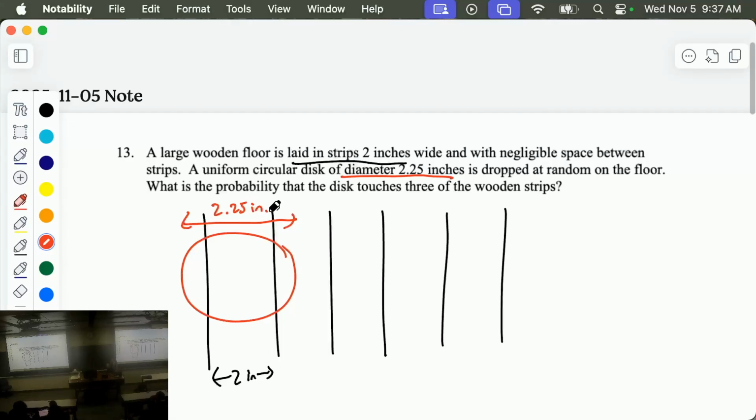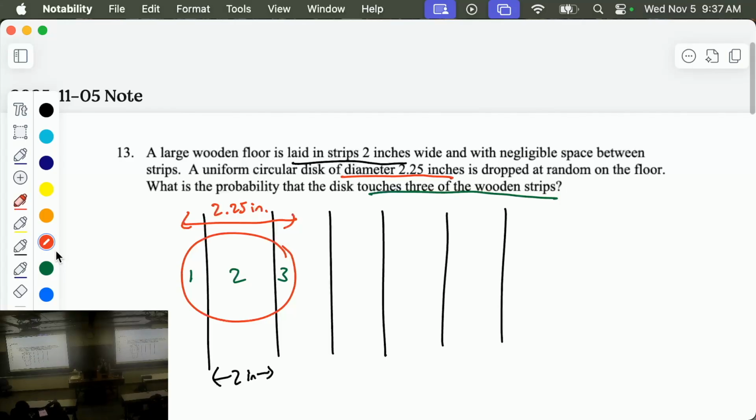Okay. It's dropped on the floor at random. Here is, I think, where the stuff gets hard. So we have the picture. I guess we can ask the question first. What is the probability it touches 3 wooden strips? Well, in my picture, it's touching 3 wooden strips. Is there a way we can arrange it so it is not touching 3 wooden strips? Right now, there's 1, 2, 3. Those are the 3 wooden strips. But it could be some other way, I guess. Otherwise, the probability would be 100%.